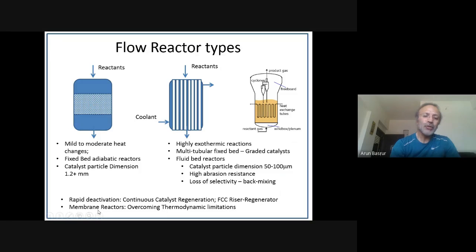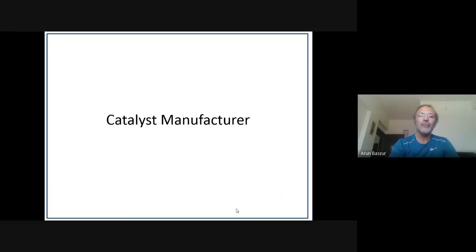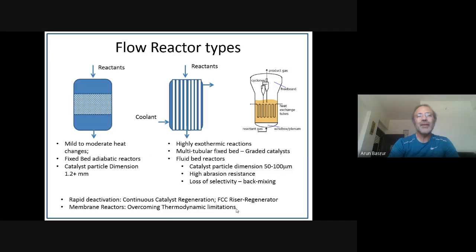Other reactors that are used are membrane reactors. These are very useful in overcoming thermodynamic limitations, such as reversibility or the extent of reaction due to reversibility. In a membrane reactor, at least one of the products is removed from the reaction zone so as to push the reaction in the forward direction. So this completes the opportunities a chemical engineer has for catalytic process design.